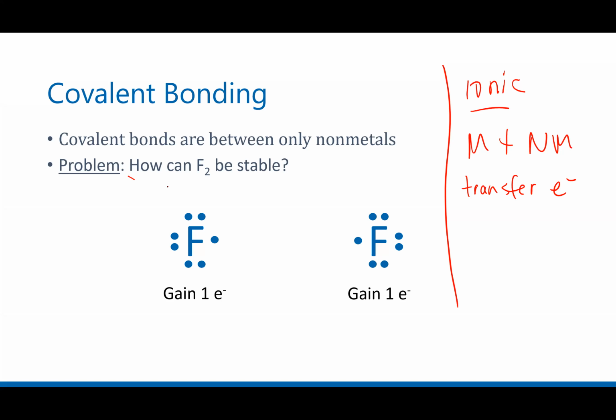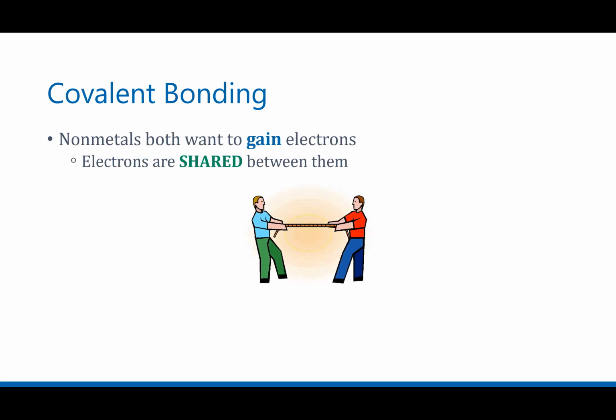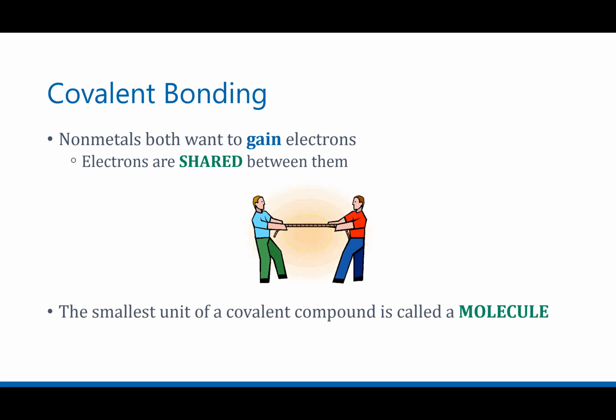So there's a question I have here. How does F2, the molecule fluorine, become stable? Well, the atom fluorine has 7 electrons. It's in group 7, or group 17, I guess you could say. So it has 7 electrons. It's missing 1. So what happens is when 2 fluorine atoms get together, they decide to share their single electrons. So nonmetals want to gain electrons and they share between them.